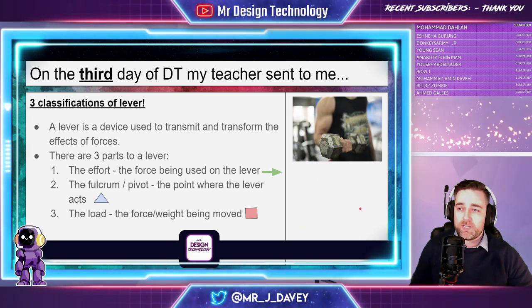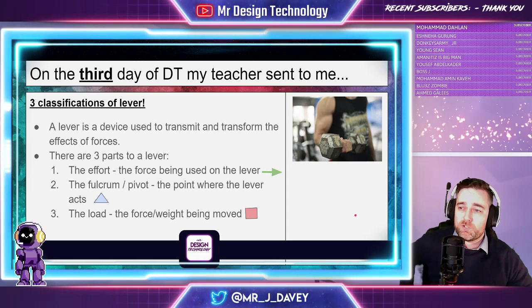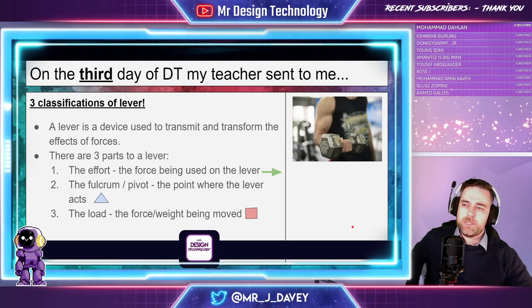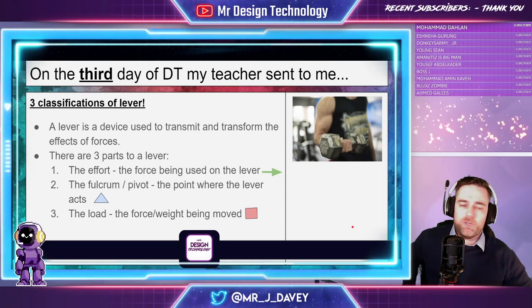Let's have a look at class 3 there. No, that's a picture of me, just at the gym, you know, pumping the iron. Yeah, that's definitely not a picture of me.